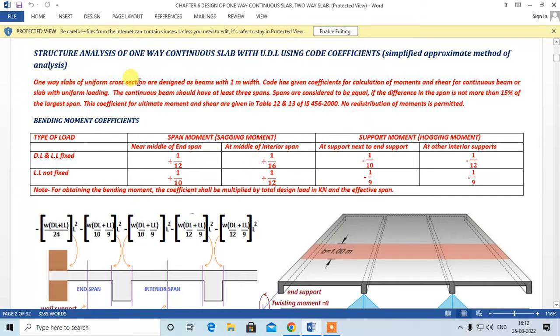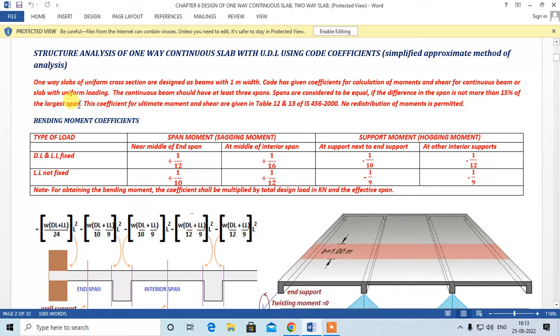One-way slabs of uniform cross-section are designed as beams of 1 meter width. You have to take 1 meter width as your design strip, for which you design the one-way continuous slab. The code has given coefficients for calculation of moments and shear for continuous beam or slab with uniform loading. The continuous beam should have at least three spans. Spans are considered to be equal if the difference in the spans is not more than 15% of the largest span, right?